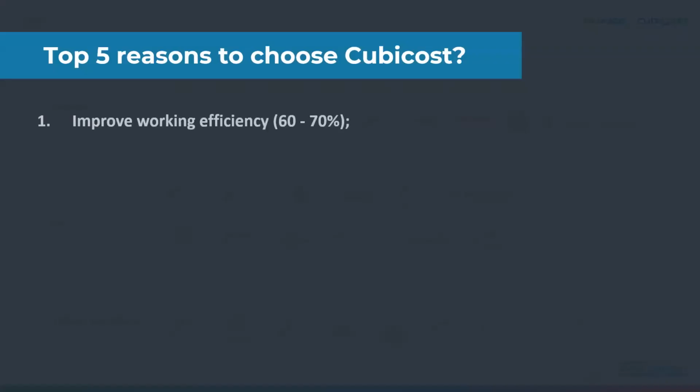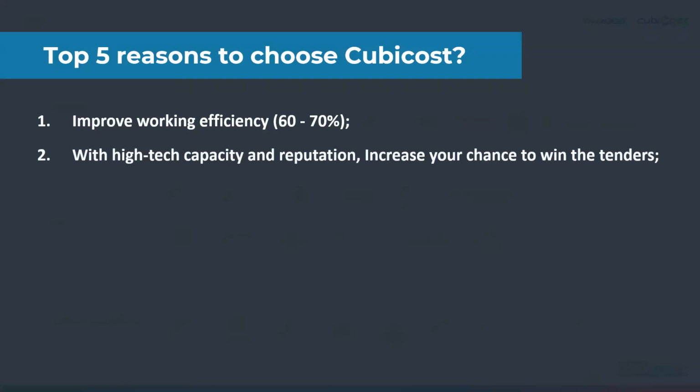Then the top 5 reasons to choose CubiCost: improve work efficiency by 60 to 70%. Once you complete this course, you will realize that, and you will be surprised. You can complete the whole construction project within 1 day if you learn this CubiCost software correctly. And with high-tech capacity and reputation, you increase your chance to win tenders. If the client knows you are using this CubiCost software for your tenders, they will praise you and appreciate you. Then the tendency to win tenders will increase.